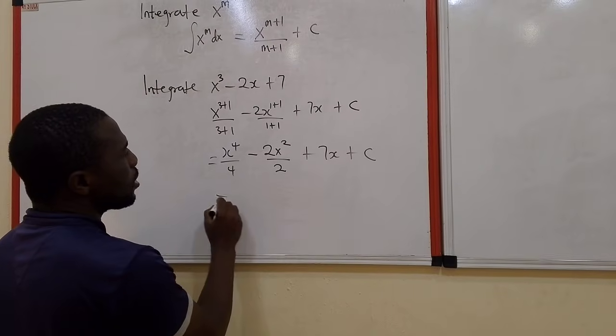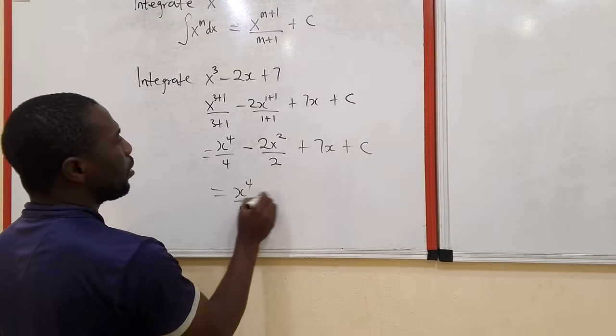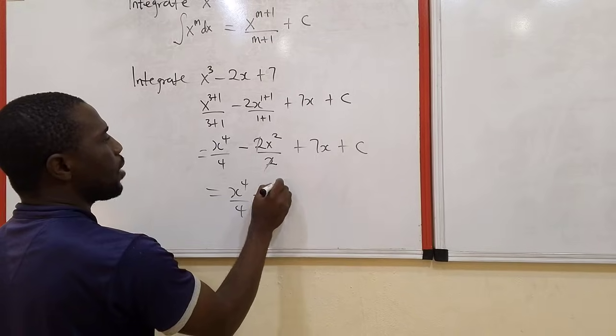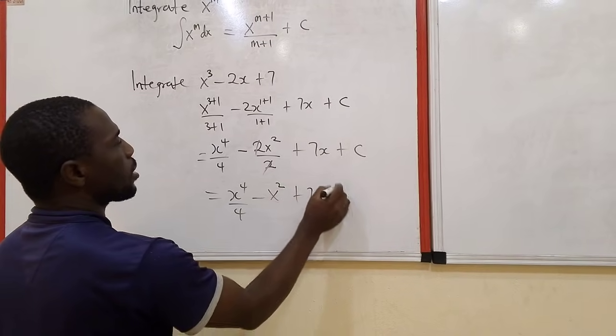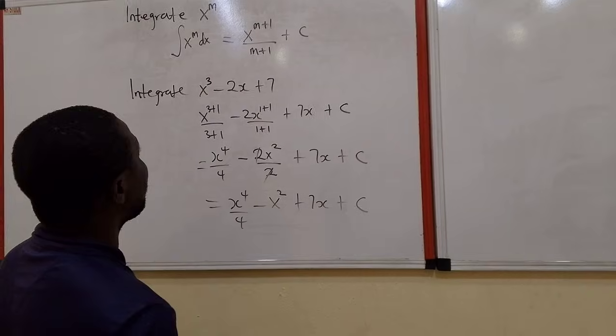The final answer is x raised to 4 over 4. The 2 we cancel out 2, I have x squared plus 7x plus c. That's the final answer.